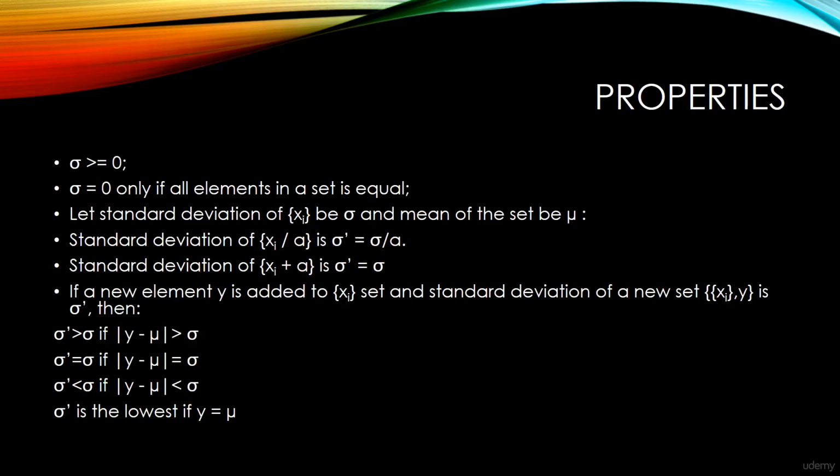Decreasing or increasing all elements of a set by a constant value does not decrease or increase the standard deviation of the set. If a new element y is added to the xi set and the standard deviation of the new set xi, y is sigma dash, then sigma dash is greater than sigma if mod y minus mu is greater than sigma. Sigma dash is equal to sigma if mod y minus mu is equal to sigma. Sigma dash is less than sigma if mod y minus mu is less than sigma. Sigma dash is the lowest if y is equal to mu.